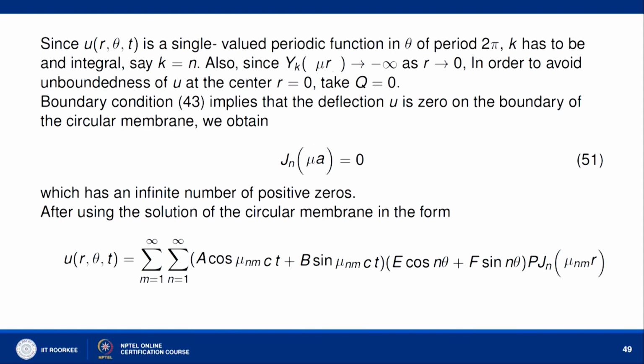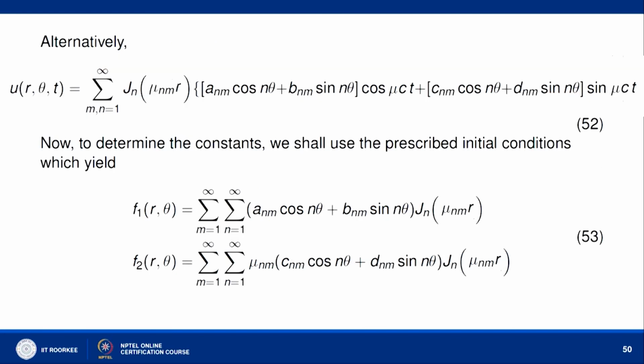Now, let us multiply this p inside and we try to have less constant. So now we write down our solution u(r, theta, t) equal to the sum over m, n equal to 1 to infinity of J_n(mu_nm r) into [a_nm cos n theta plus b_nm sin n theta] into cos(mu c t) plus [c_nm cos n theta plus d_nm sin n theta] into sin(mu c t). Now we want to find out a_nm, b_nm, c_nm and d_nm.